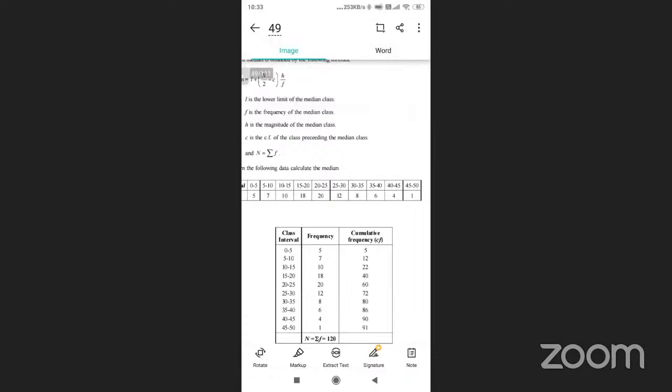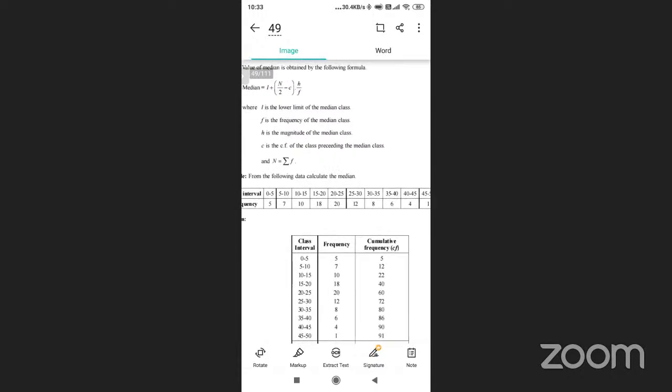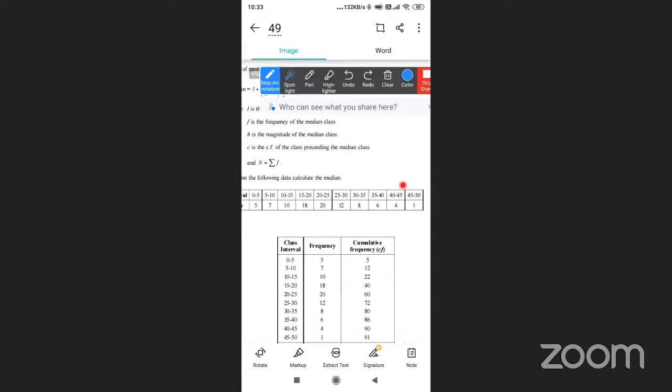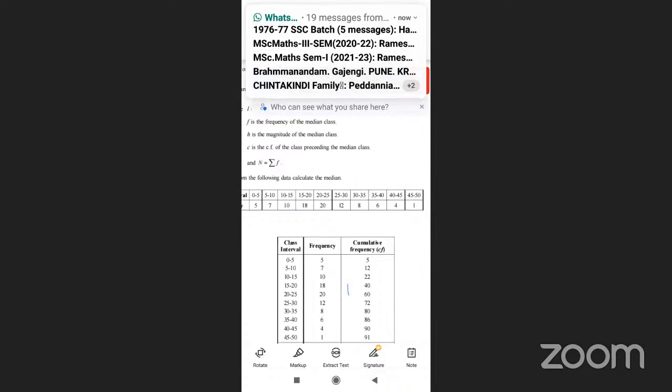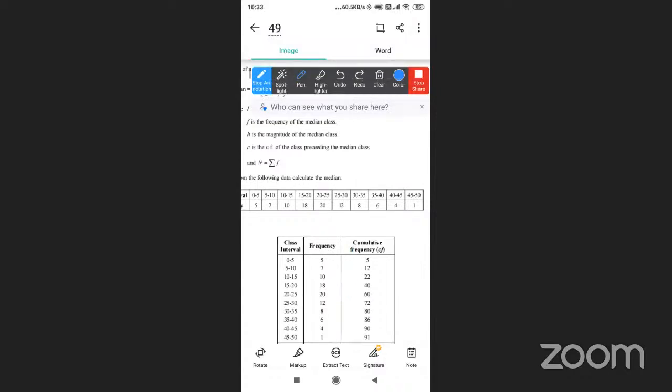No, not 120. It is 91. It is a printing mistake. Now you can check it: 5 plus 7 plus 10 plus 18 plus 20 plus 12 plus 8 plus 6 plus 4 plus 1. This is 91, not 120. The printing mistake is there. So 91 by 2 is 45.5.